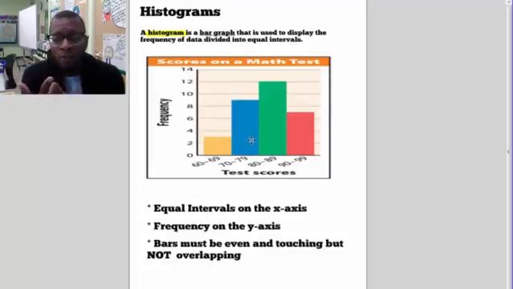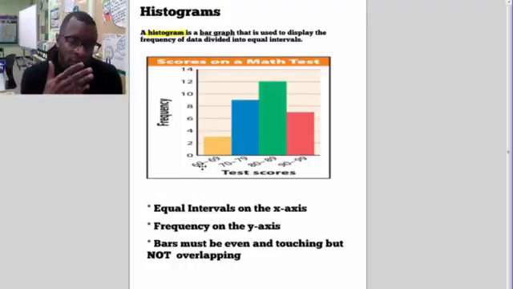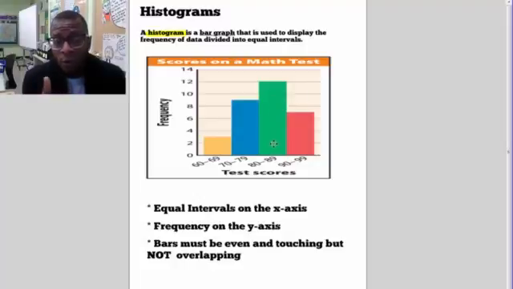So what you must be careful of is that you want to make sure that you label your X and your Y axis. In this case, the X axis is going to be the test scores, and the Y axis in most cases on your histograms is the frequency. Also, you want to make sure that you have equal intervals on the X axis. So here we can see that our scores range from 60 all the way up to 99. We don't know the exact scores on the test for each student, but we know the range.